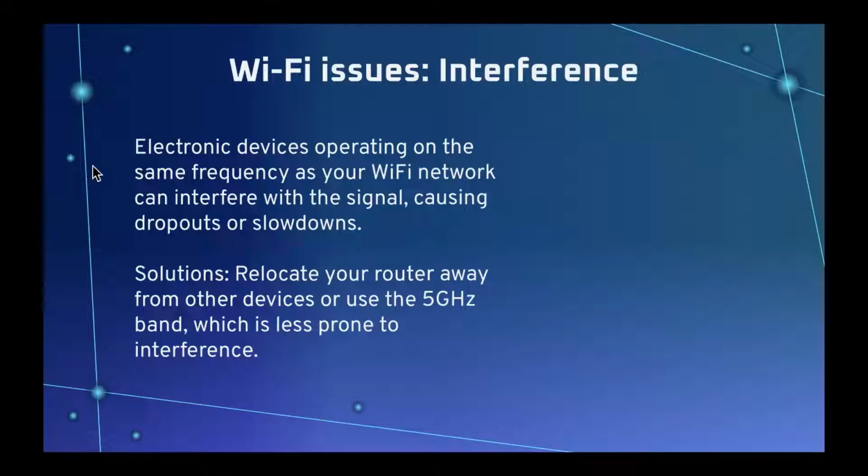So a bit more on interference. This is when electronic devices operating on the same frequency as your Wi-Fi network interfere with the signal, which causes the Wi-Fi to drop or slow down. A solution to this challenge is relocating your router so it's away from any other devices, or use the 5 GHz band, which is less prone to interference.